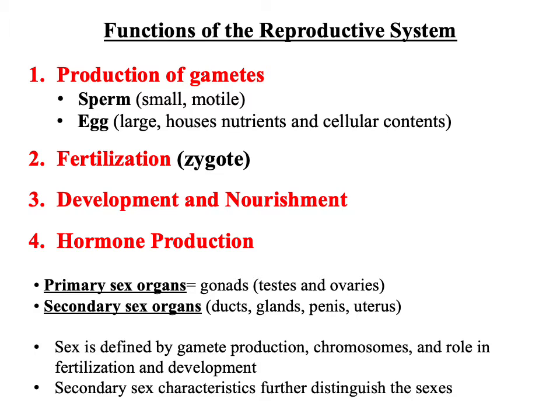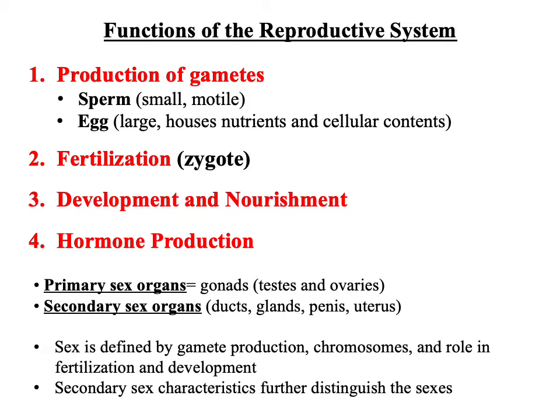The secondary sex organs include everything else. So that would be various ducts through which secretions are released, glands. In the male, we have the penis, the uterus in the female. And so it's not that they are any less important to the whole framework of reproduction, but like I said, the primary organs are where those reproductive cells come from.